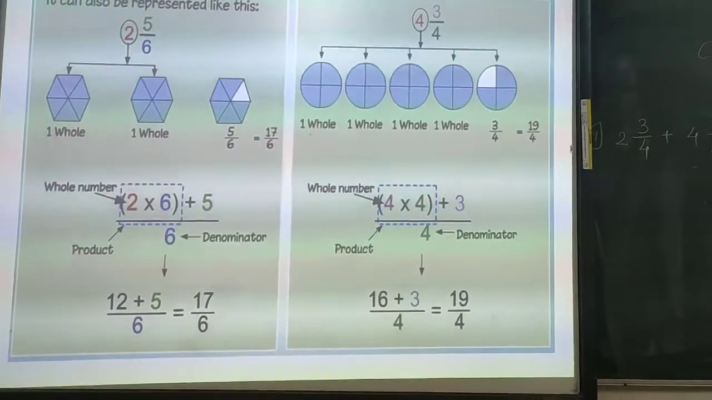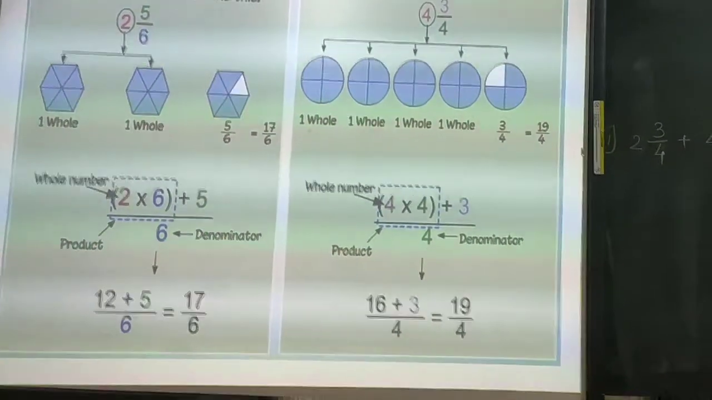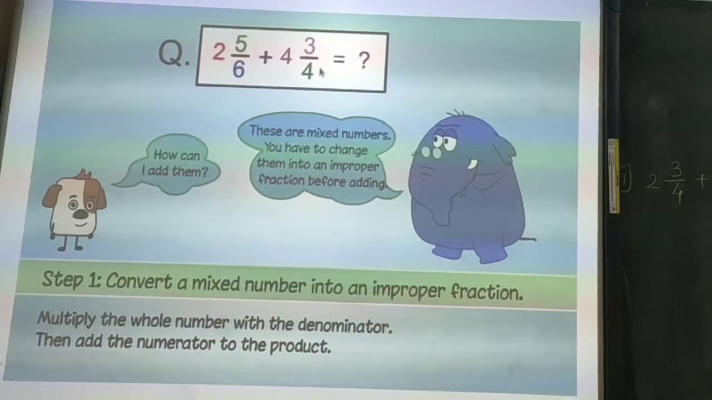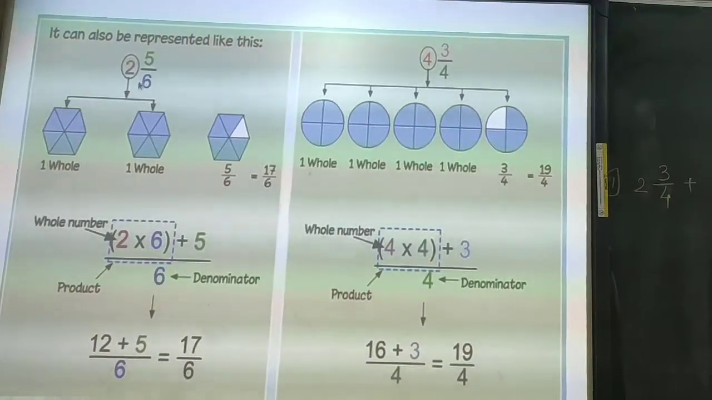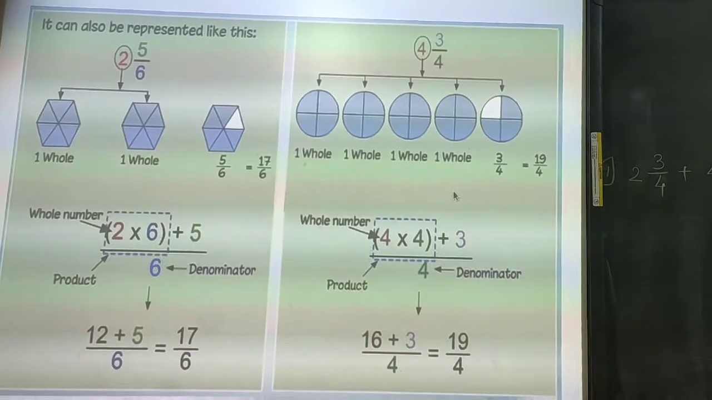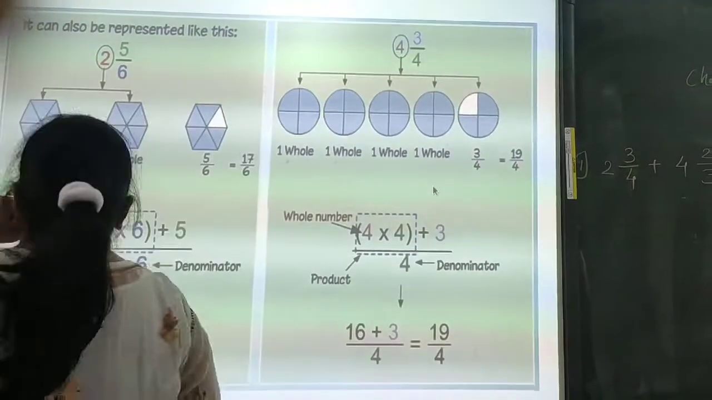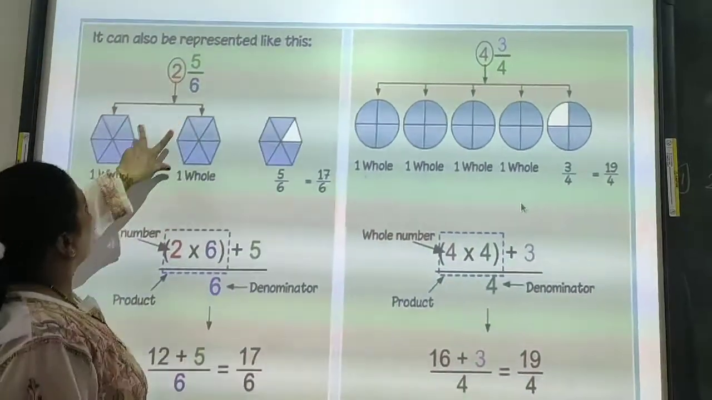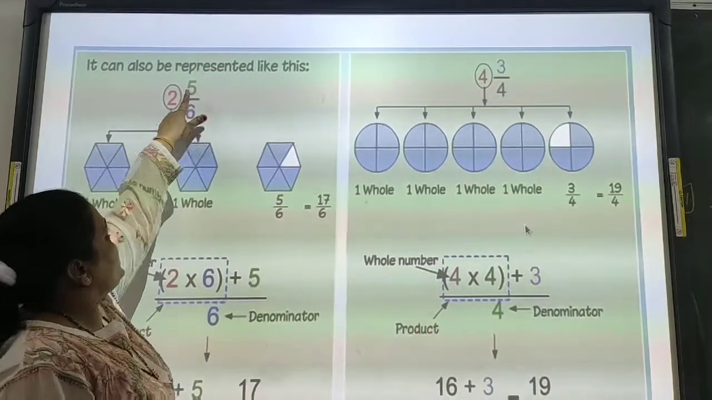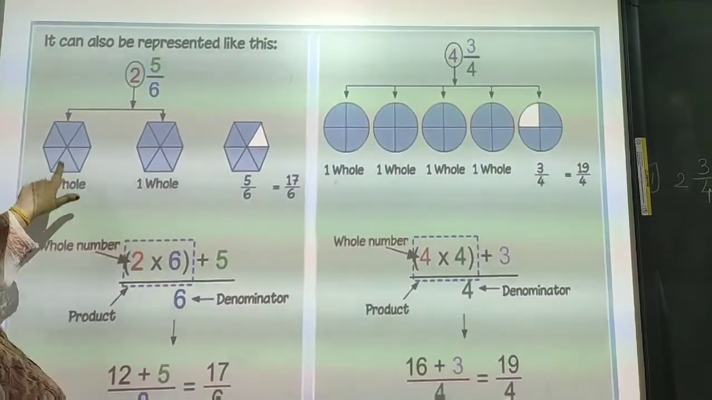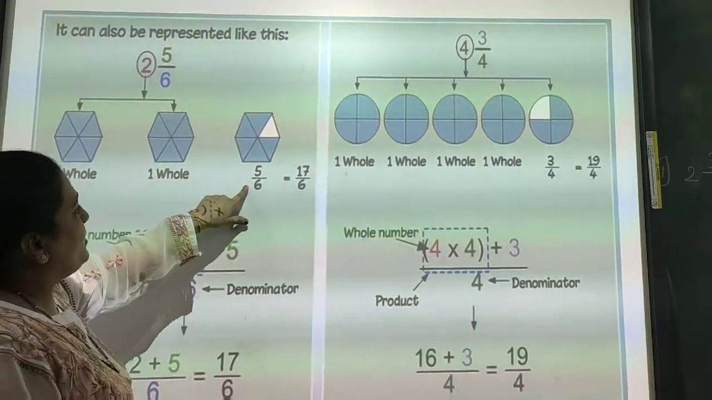See here. These are our two fractions. See here, what are our two fractions? 2 5 by 6 and 4 3 by 5. Now here 2 5 by 6 and here 4 3 by 5. With the help of figure also I am explaining you. See, 2 5 by 6 means 2 whole. Okay, and 5 by 6 is a proper fraction. Out of 6, 5 are shaded. So these are 2 and this is 5 by 6.